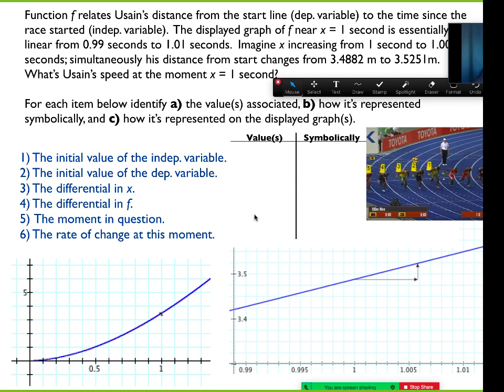Okay. So let's talk about this here. The initial value of the independent variable. What is that value? I'm just going to go right down the line here. Angel, in this situation, what's our initial value of the independent variable? Is it 1 second? He says 1 second. It is. Okay. Symbolically, how do we symbolize that 1 second in this situation?